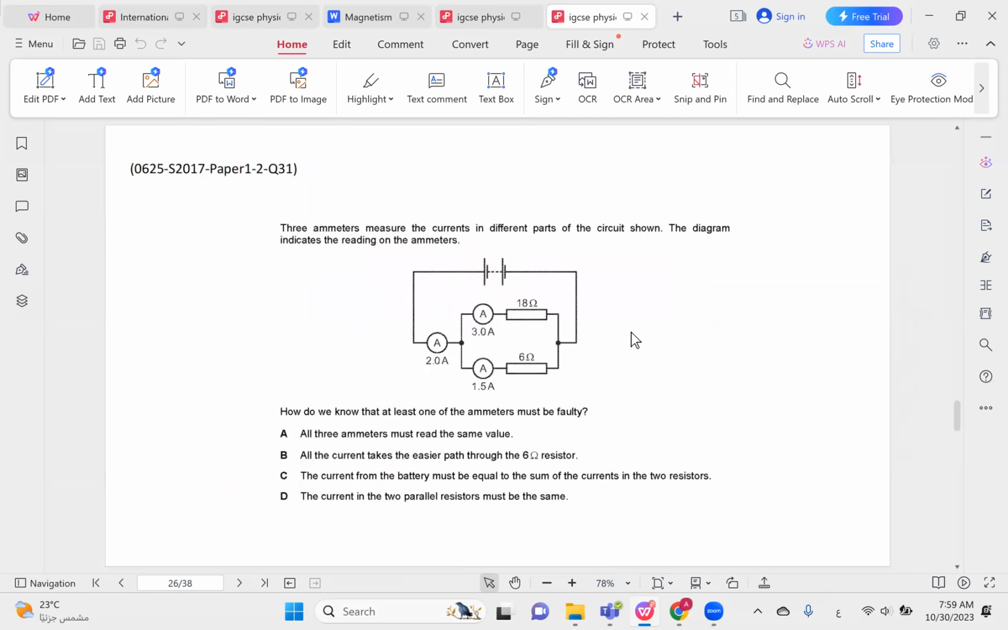3 ammeters measure the currents in different parts of the circuit shown. The diagram indicates the reading on the ammeters. How do we know that at least one of the ammeters must be faulty? Of course, here, this current here, the 2 amperes, must be the sum of I1 and I2. So definitely the 3 amperes here is faulty. It should have been actually 0.5 amperes. How did we know this? Because the current from the battery must be equal to the sum of the current in the 2 resistors. So C here is the correct answer.